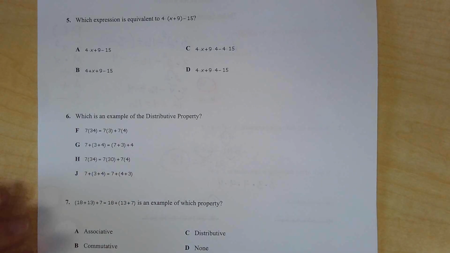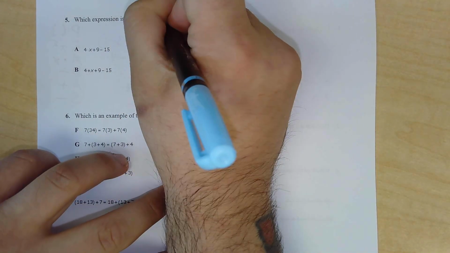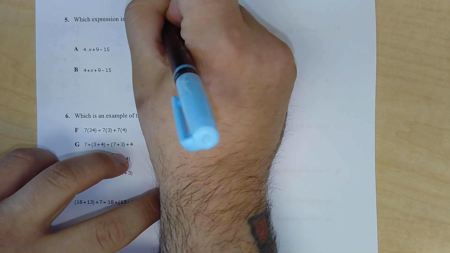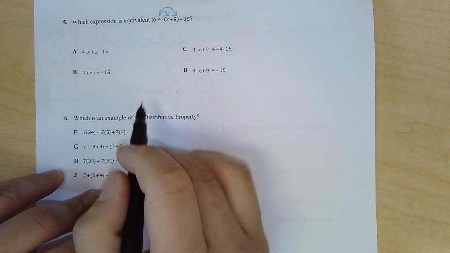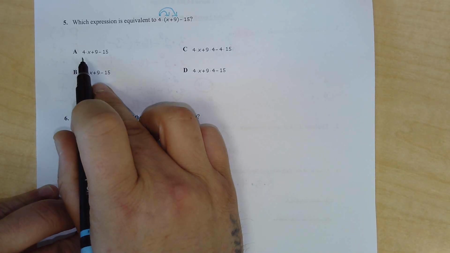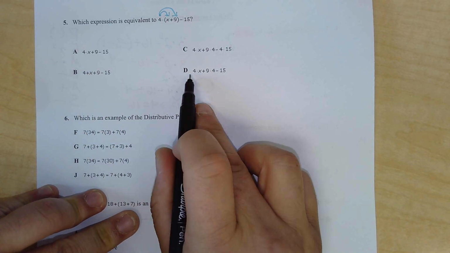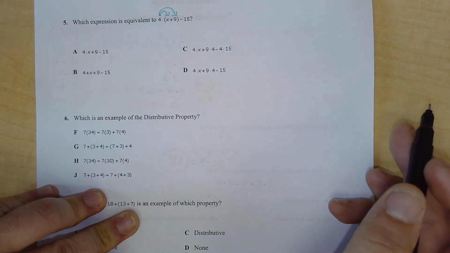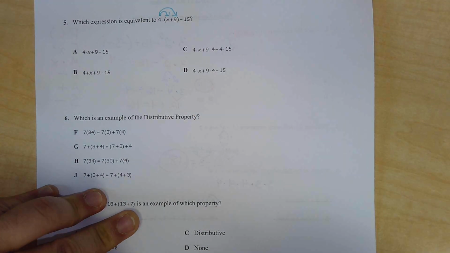Number 5, which expression is equivalent to 4 times x plus 9 minus 15? Okay, cool. Shouldn't be a problem. I would have to distribute my 4 to my x to be multiplied and my 4 to my 9 to be multiplied. Which means, and I'm basing how I'm writing this on my answer choices, you can see it's 4 times x plus 9, blah, blah, blah. 4 times x plus 9, blah, blah, blah. So that's how I'm basically going to decompose this as well.